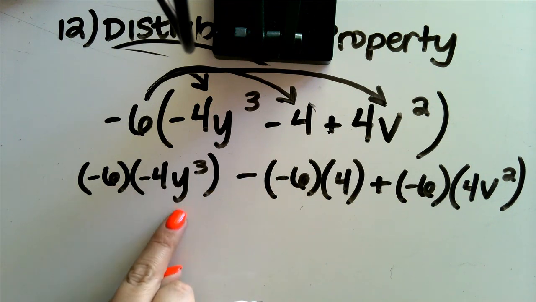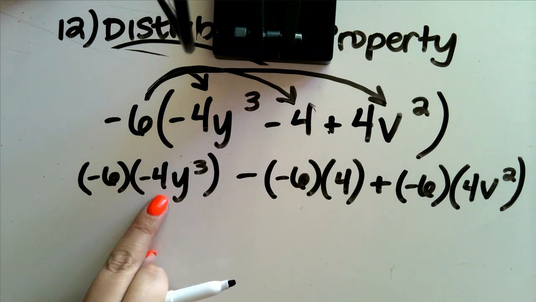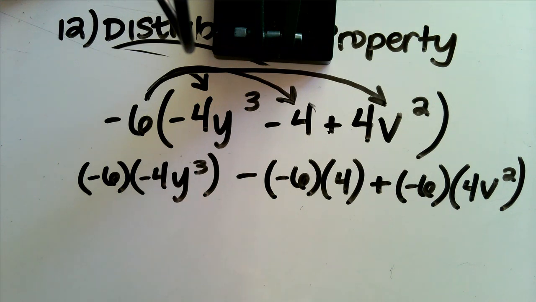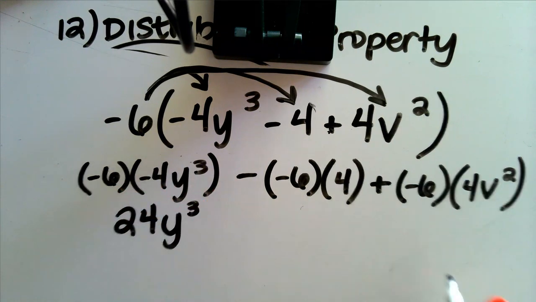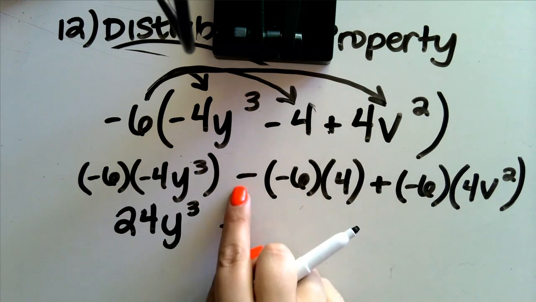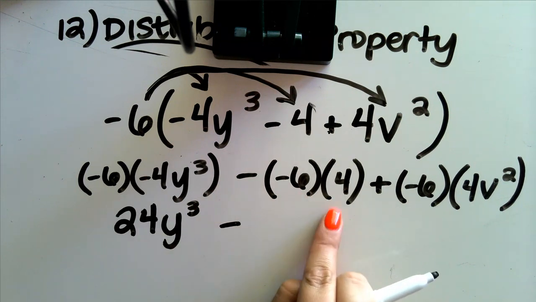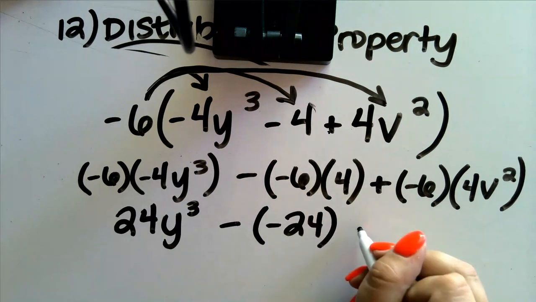Reminder, this negative 6, we are multiplying it in to the y to the third, but we're just multiplying the coefficients. Again, this is still a coefficient, this negative 4. So we're multiplying the two coefficients together, and we're going to leave that y to the third. Negative 6 times negative 4 is a positive 24y to the third. I'm going to go ahead and bring down that subtraction sign, move on to our next multiplication of negative 6 times positive 4 is a negative 24.